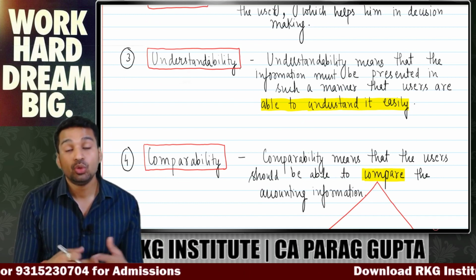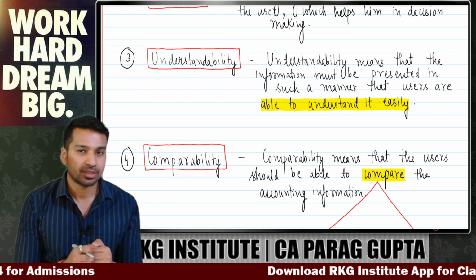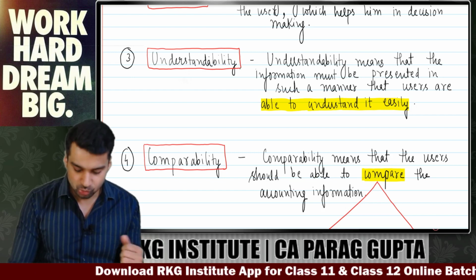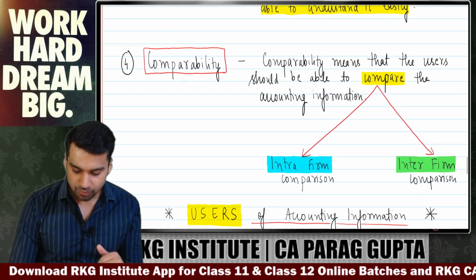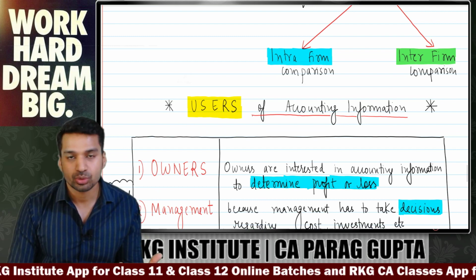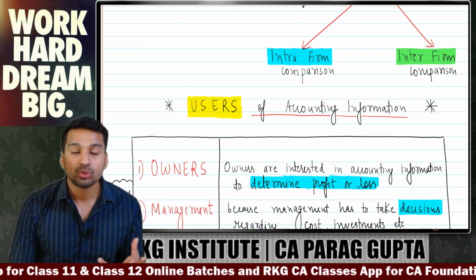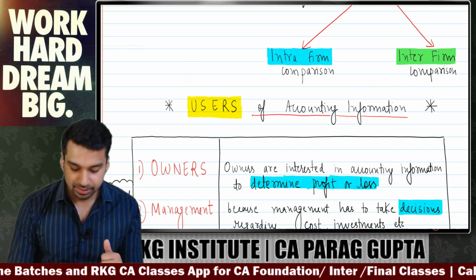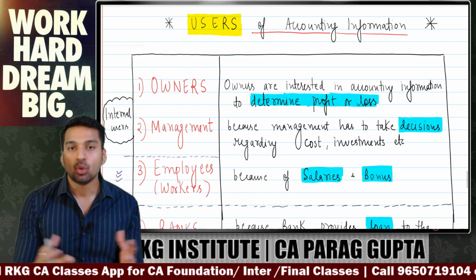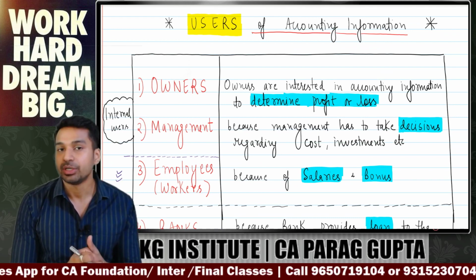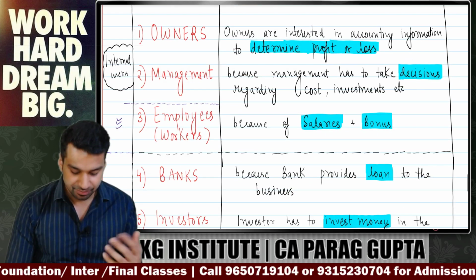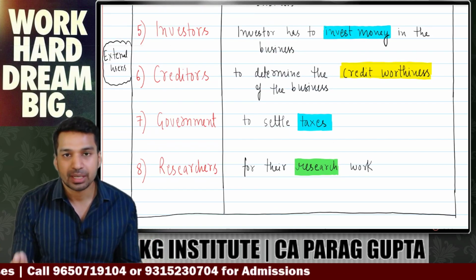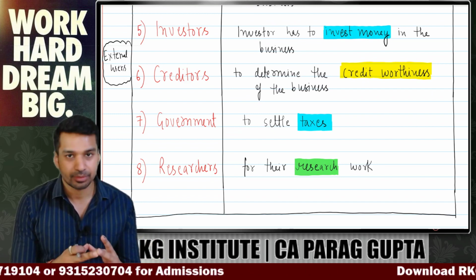Now let me tell you who all are the users of accounting information, because we have heard this term user earlier before. So who are the users? Basically, users of accounting information are the stakeholders, you can say, or the related parties to the business, or the interested parties, you can say, in the business. So who all are the interested parties in the business? So there are owners, number 1, there is management, number 2, there are employees, there are banks, there are investors, creditors, government, researchers. All these are the interested parties or the users of accounting information.